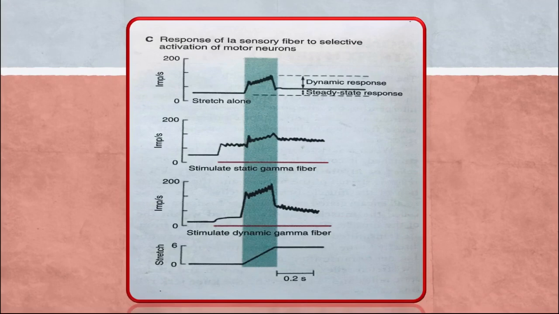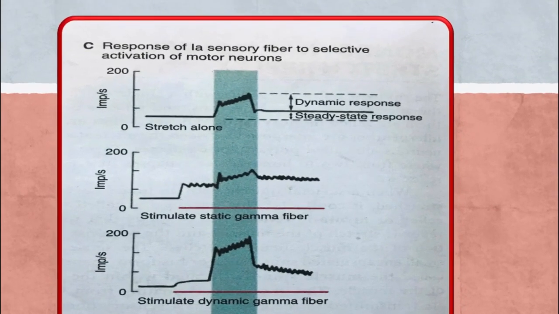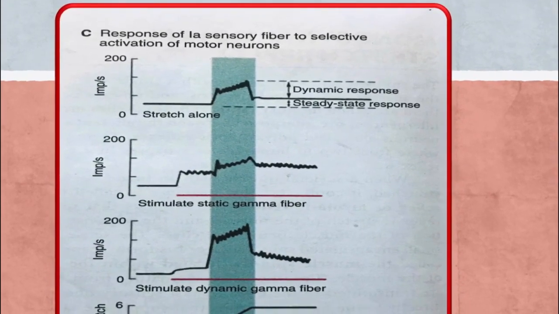So, this diagram shows, like say this shaded area, it means we are providing the stretch. So, there are 4 diagrams. The upper one is for stretch alone, and then we are recording the change in activity of the 1A fiber. So, the response of 1A fiber to selective activation of the motor neuron. The upper one is for the stretch alone.